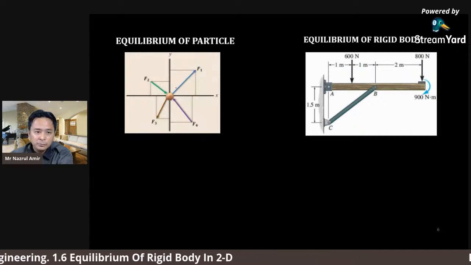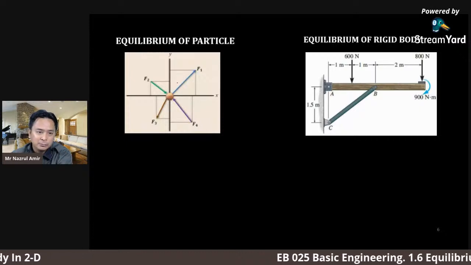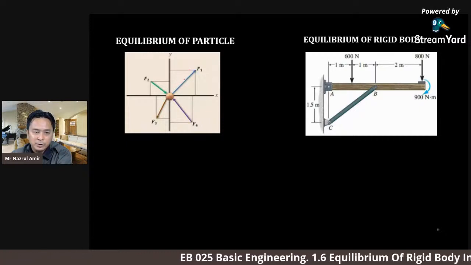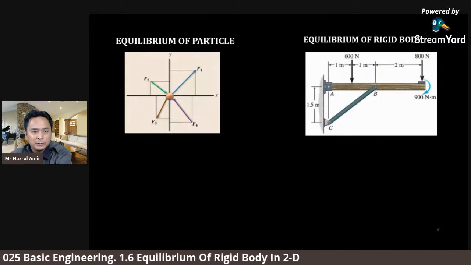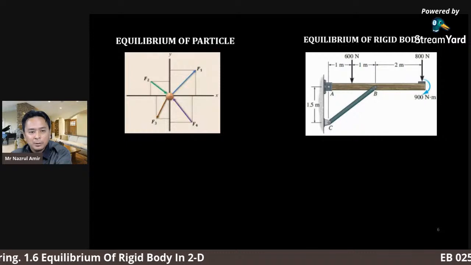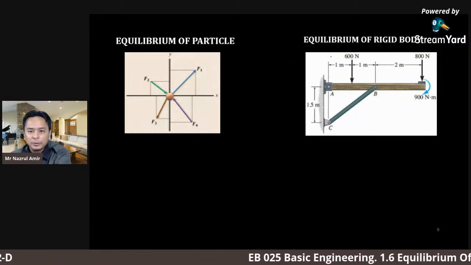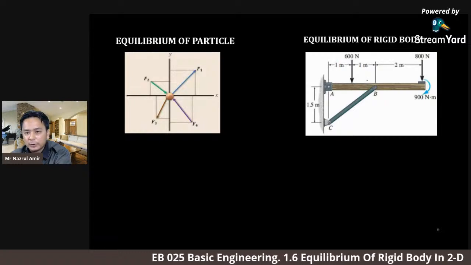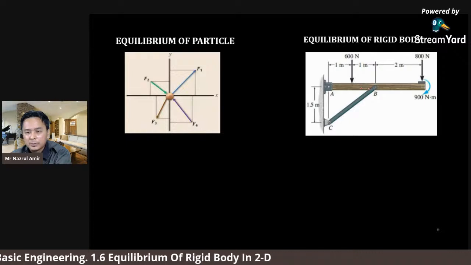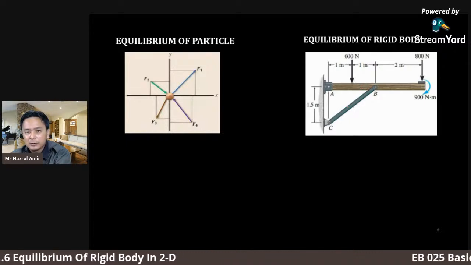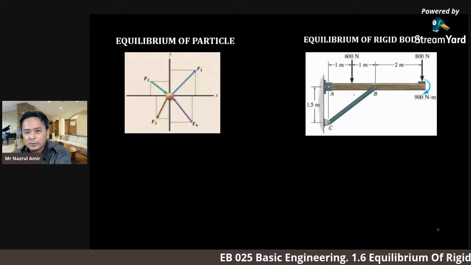So a particle is known as a dot or a knot lying on the Cartesian plane. In the example, you have four forces F1, F2, F3, F4 acting on the particle. So this is similar to what we see in the concurrent force system. For equilibrium of a rigid body, the equilibrium is achieved when the rigid body is supported by different types of support. So there is a support reaction acting on this system.